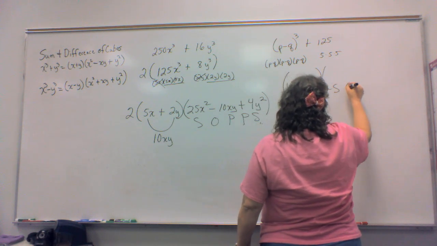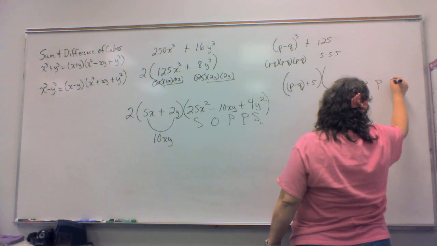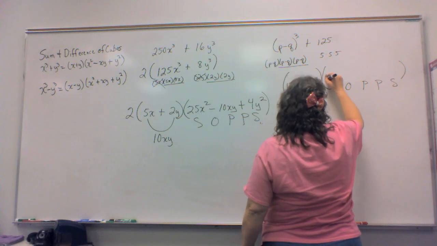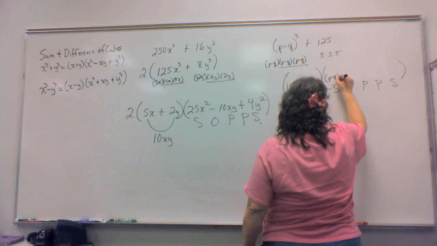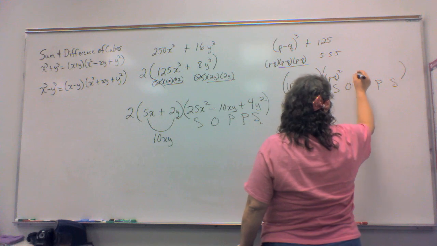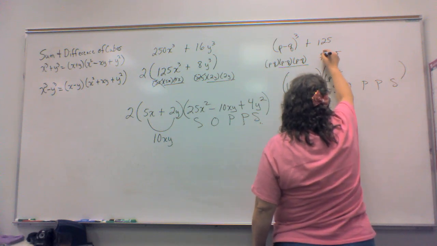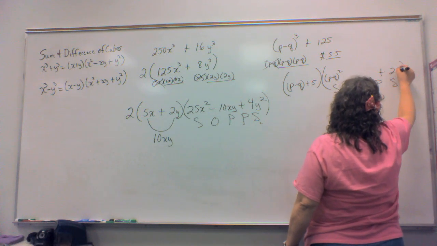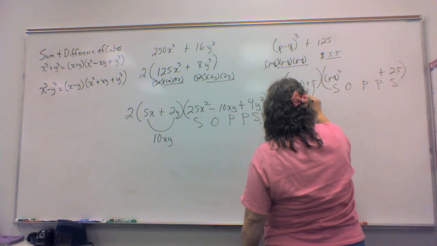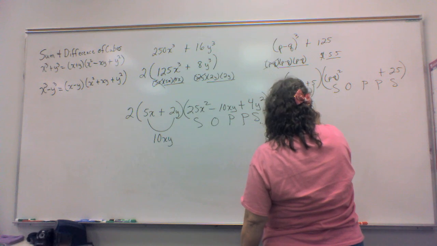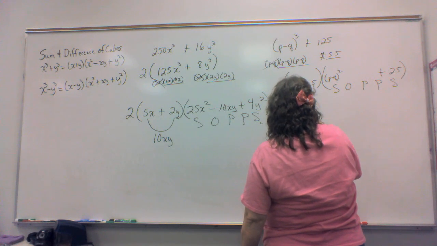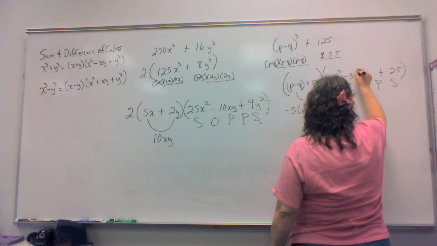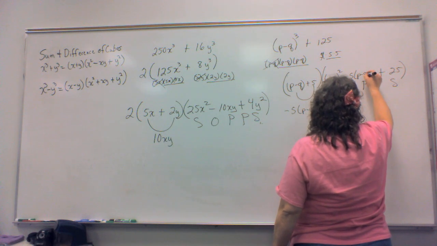Okay, SOPPS. It says this is P minus Q squared. And here I've got 5 squared is plus 25. And then the product of this is 5 times P minus Q. And so we're going to have the opposite product of that, so that'll be minus 5 times P minus Q.